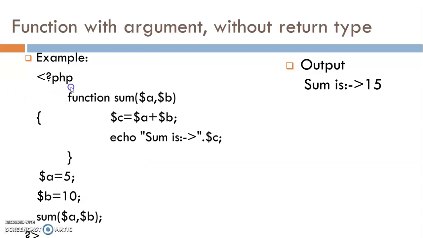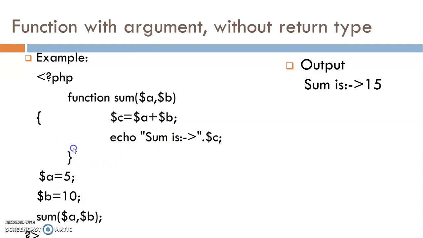So here I write function sum. Here the function is a sum to perform a sum of two variables, sum of two numbers. So I declared two variables, pass these two variables inside the function $a comma $b, and then a processing statement and then an echo statement.